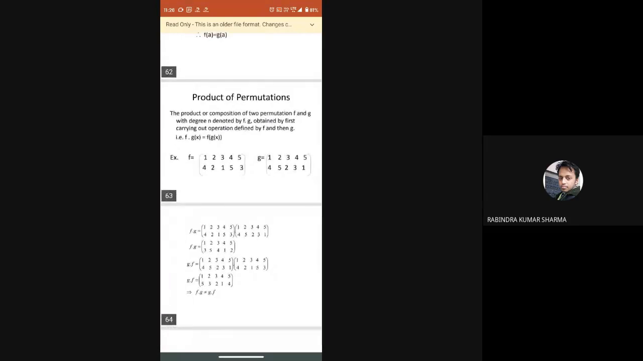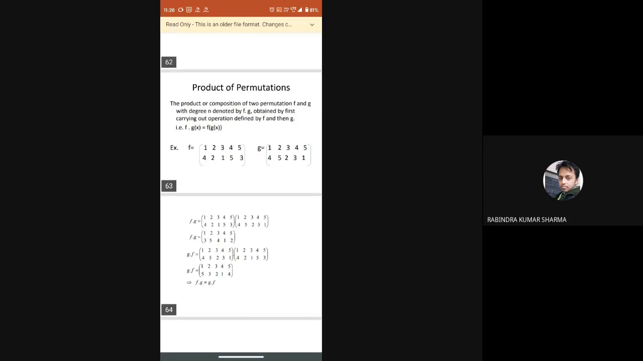Okay, so it is important. So the product or composition of two permutations. Okay, product means f dot g, and there are two functions. So f dot g means composition of the functions. Okay, f of g x, otherwise g of f x. Okay, fg means f of g x, and gf means g of f x. Okay, so f and g with the degree n denoted by f dot g, obtained by first carrying out the operation defined by f and then the g. Here it's very easy: f dot g x means f of g x.